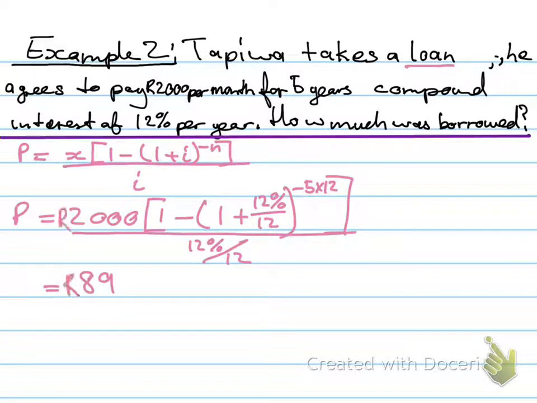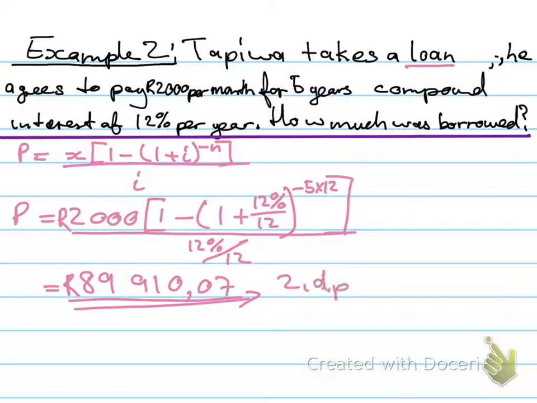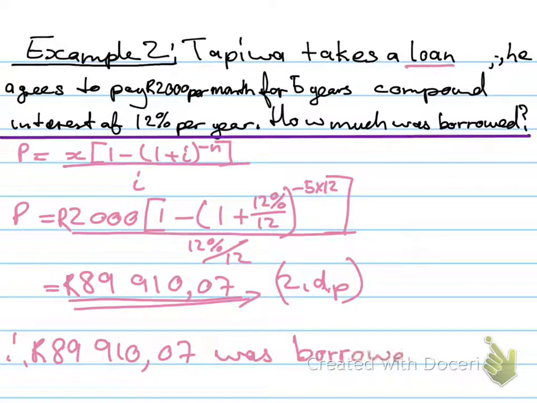So we punch that into your calculator. You see that the total amount will be 89,910, which was borrowed, which he needs to pay back. Do you see that? So our P will be 89,910 rand 7 cents. So the borrowed amount is that amount. Okay. Moving on.